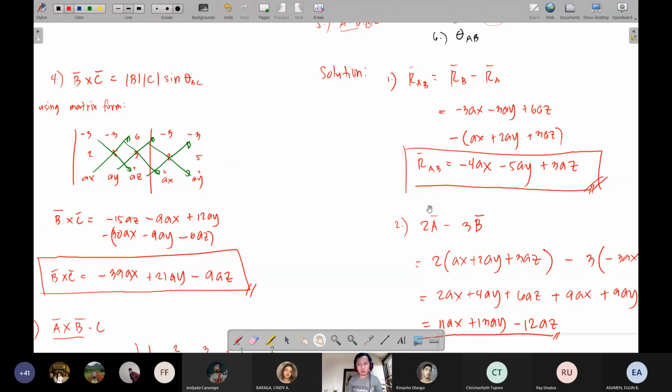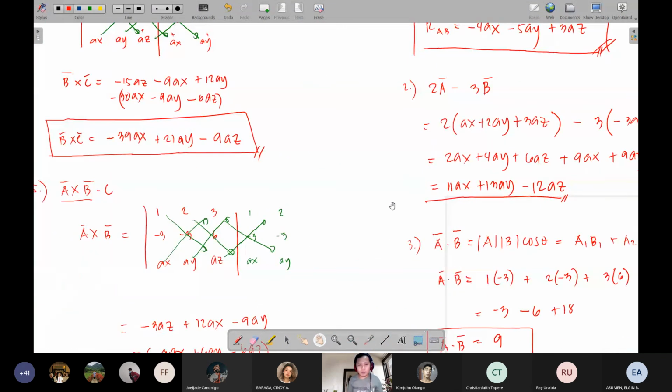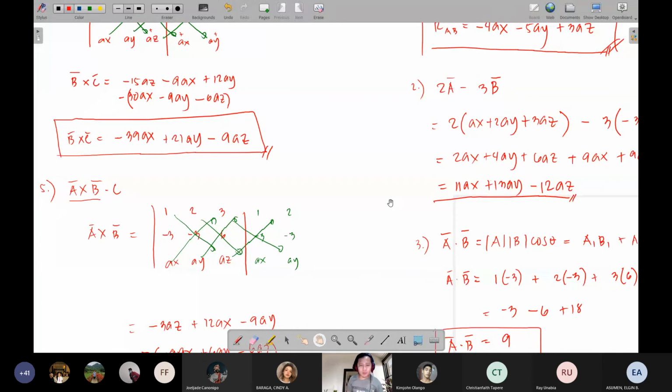Take note, electromagnetics is divided into two parts. You have the electrostatics and the magnetic circuits. Wala pa tayo electrostatics diri nga part. Wala pa sa magnetic circuits diri nga part. Puro pa ni vector review.